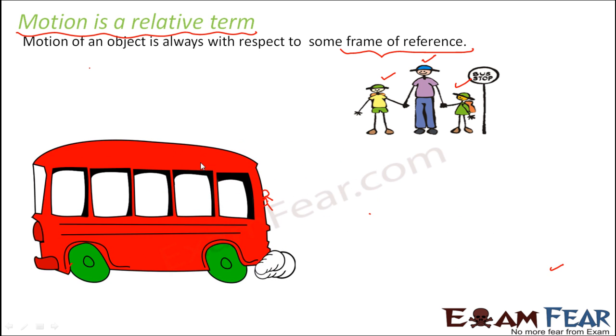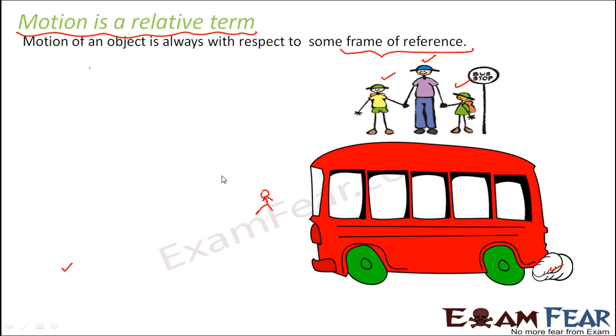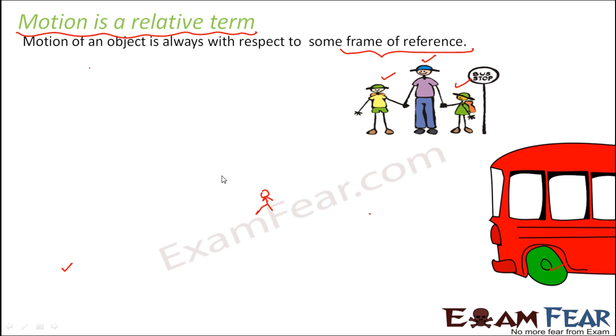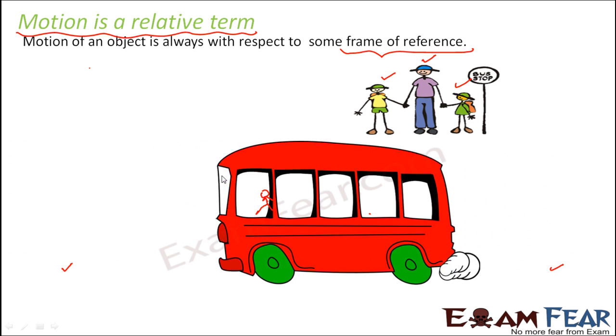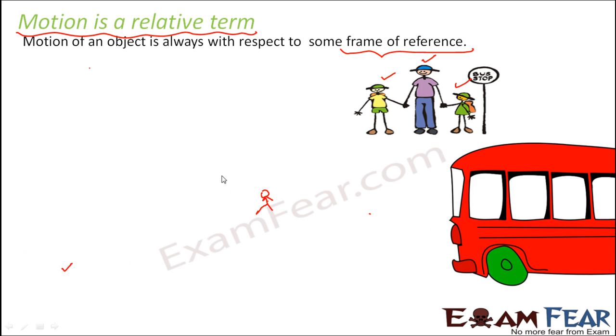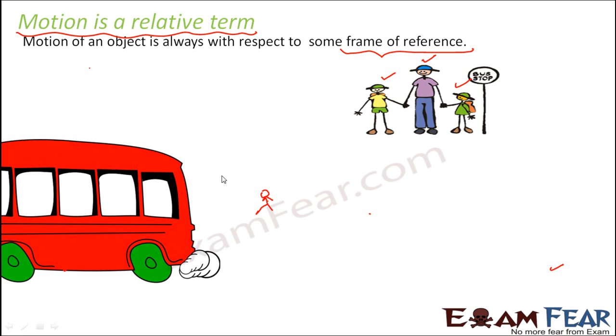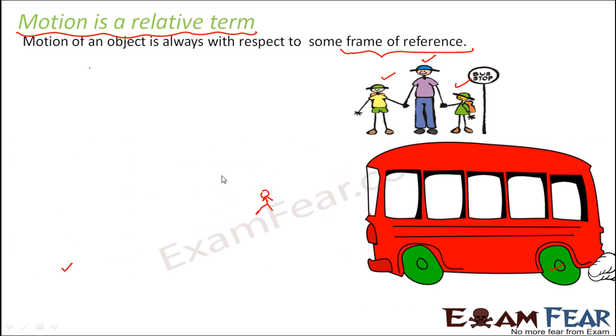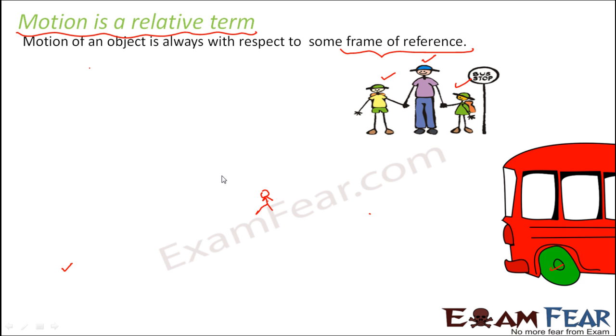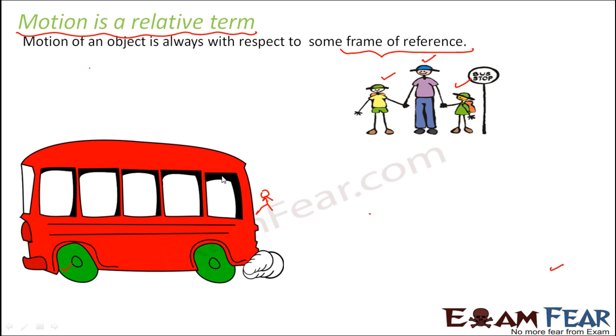So this is what we mean by relative. Any object which is moving, it is moving for certain things and it is not moving for certain other things. And this is what we call the relative nature of motion. That is why we say that motion is a relative term. So whenever we say that this particular object is in motion, that means it is in motion with respect to something. Now that we have learned about motion, there are many different types of motion.